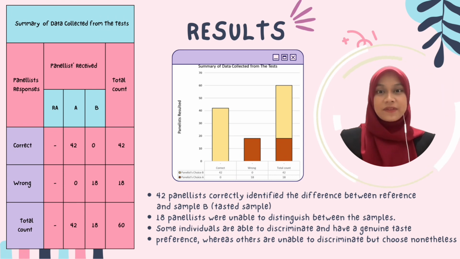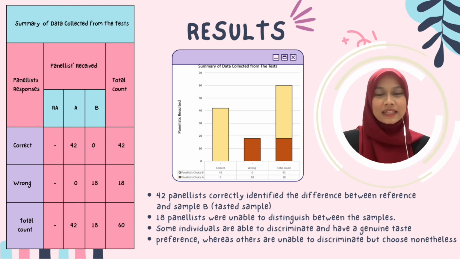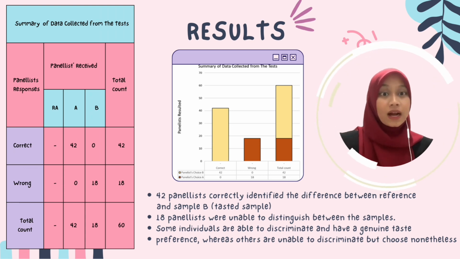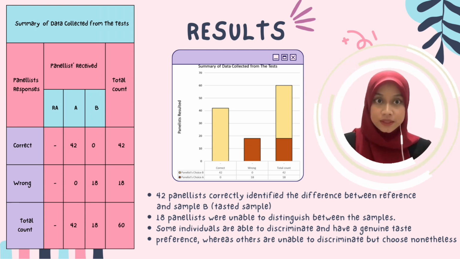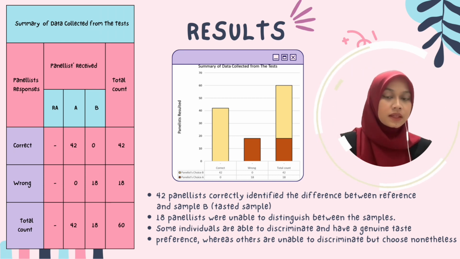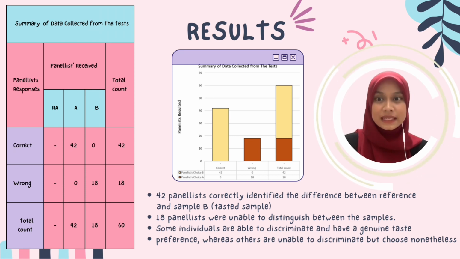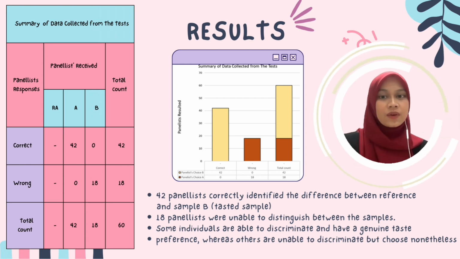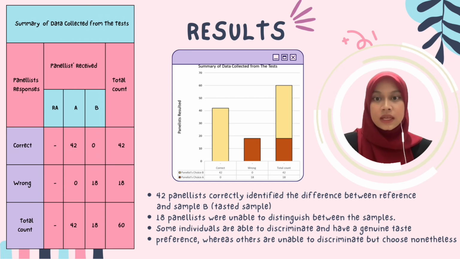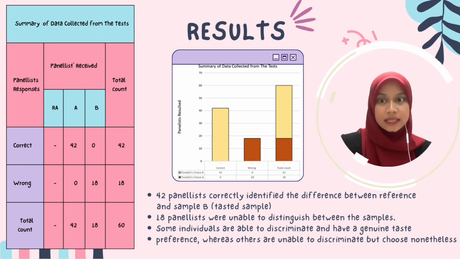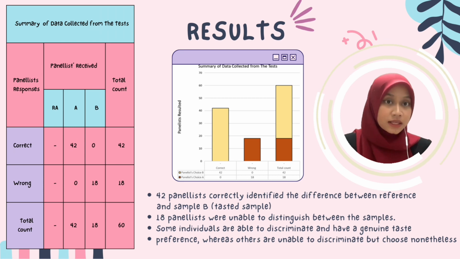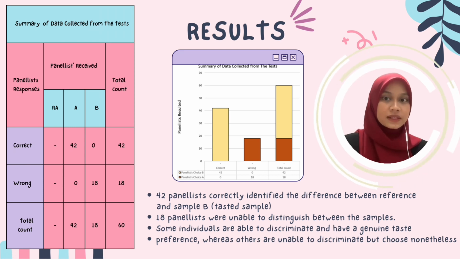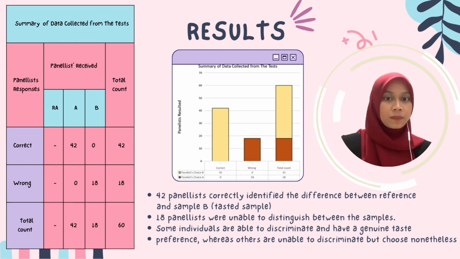As shown in the table and figure, 42 panelists correctly identified the difference between the reference and sample B, while the rest of the panelists were unable to distinguish the difference between the samples. This circumstance arose because panelists were compelled to make decisions, so they were required to choose between two samples and could not claim ignorance of the answer. In other words, each panelist may have made a correct or incorrect choice, but they all must make a choice. Some individuals are able to discriminate and have a genuine taste preference, whereas others are unable to discriminate but choose nonetheless.